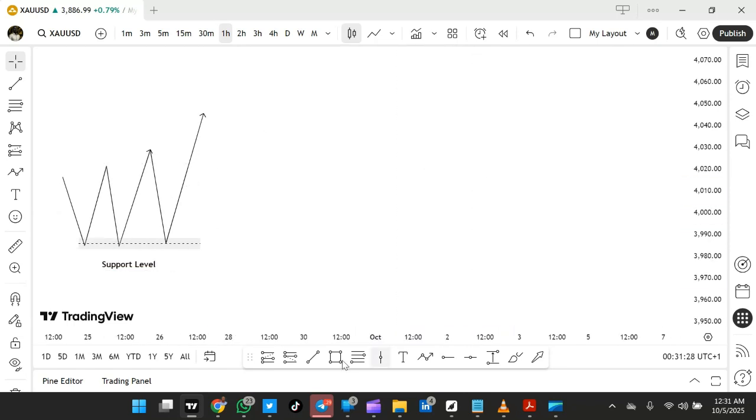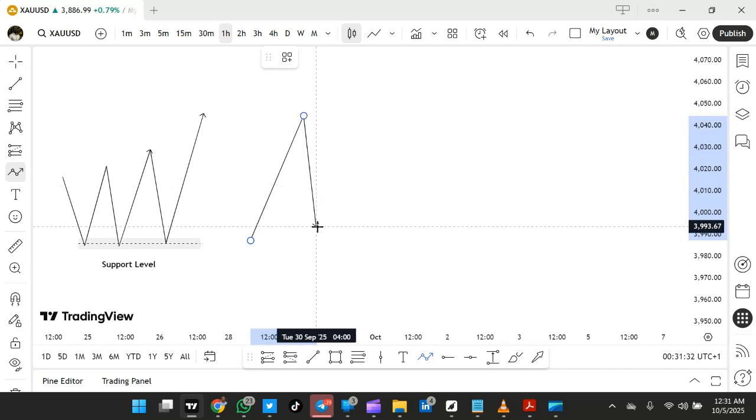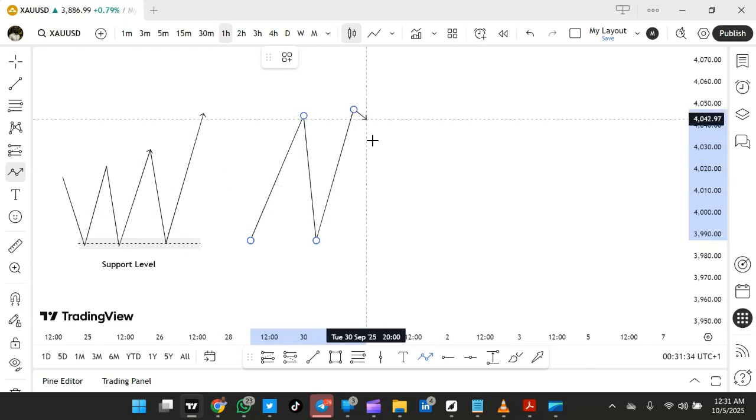Now resistance. Let's say price is going up, it reaches up, bounces back, reaches up, bounces back, right?